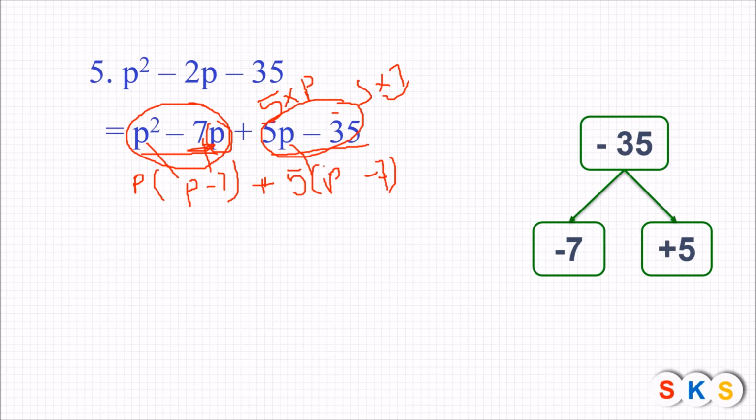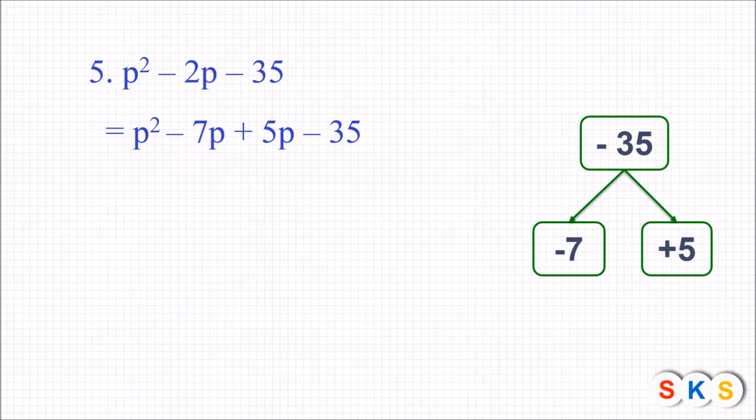Are you getting me? If I take p as a common in the first group, I will get p minus 7. In the second group, the common is 5. So let's see what we will get. We will get here p in a bracket p minus 7 plus 5 into p minus 7. Now what is common in these two groups?